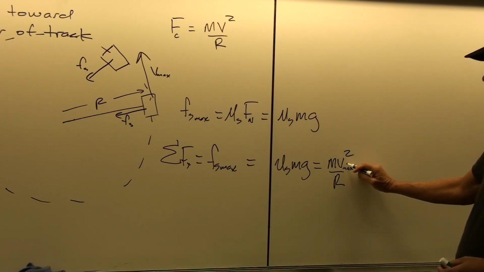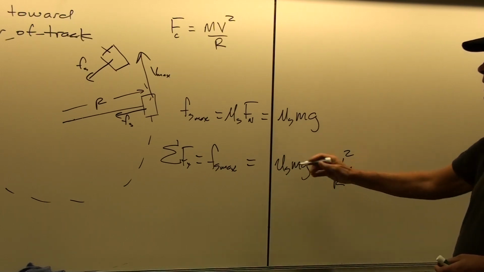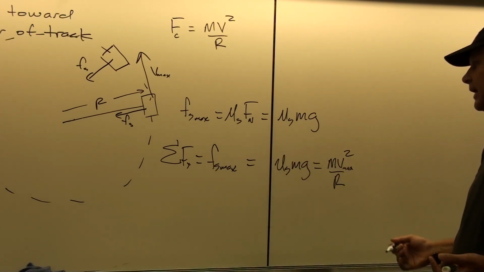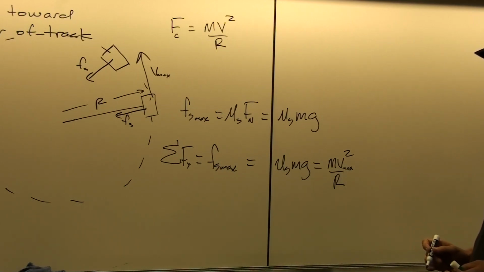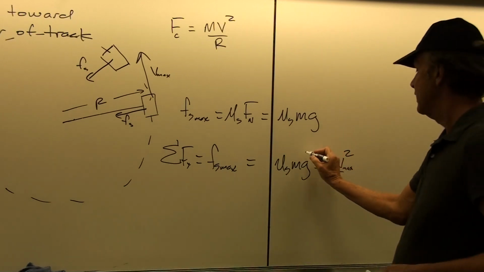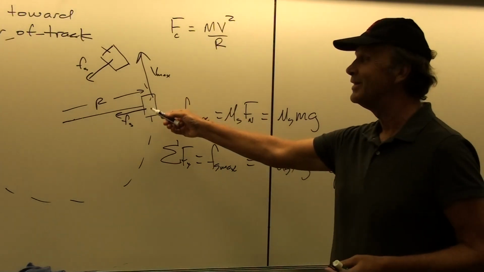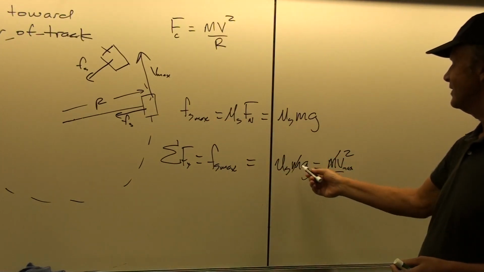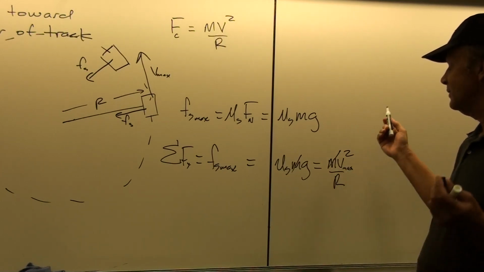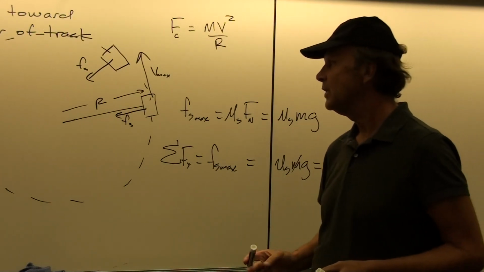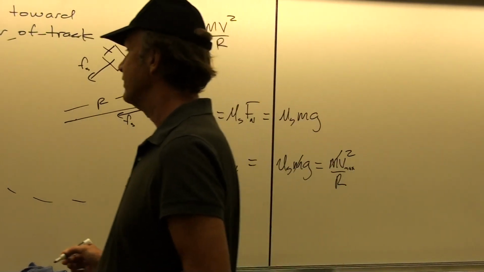And if V is greater than V max, then it starts to slide. Okay? And so we're right at that critical point where it's just getting ready to slide. So if we cancel out the m's, and that's why we didn't need m in this equation, the m's cancel.